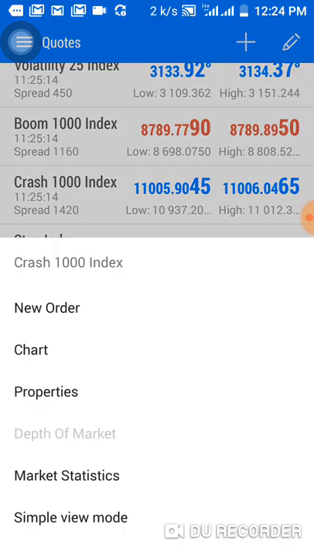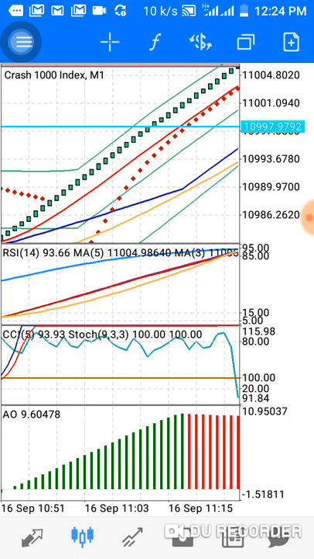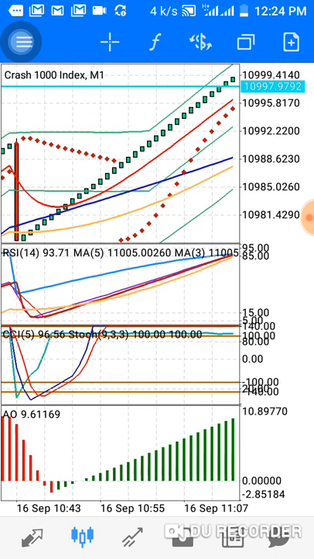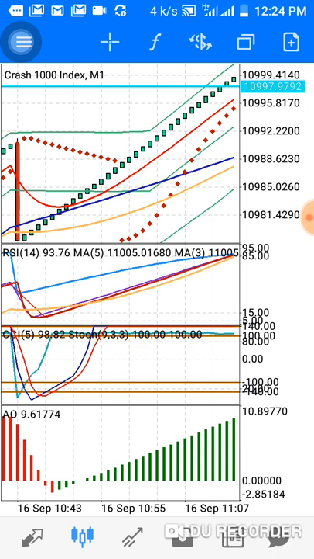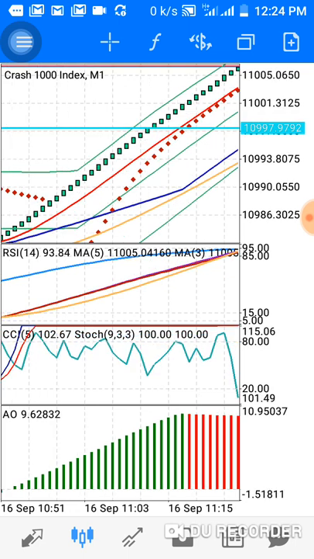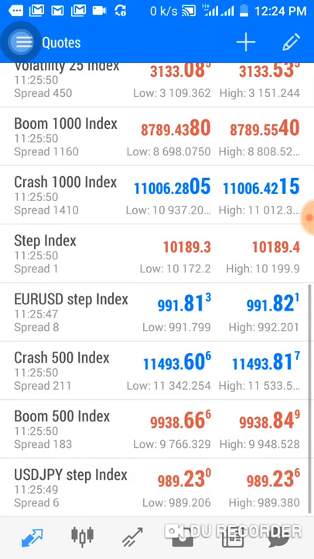So let's go to crash 1000 so that you get to see the way it also moves. This is crash 1000. It is also moving up. Like I said, the movement is in the same direction, and once in a while you see it crashing down, so you can easily predict the movement. But I will be sharing with us the secrets of how you can trade it successfully, because as easy as it looks, you can also lose a lot of money with it. But quickly, before we go into that, let's go to Boom 500.